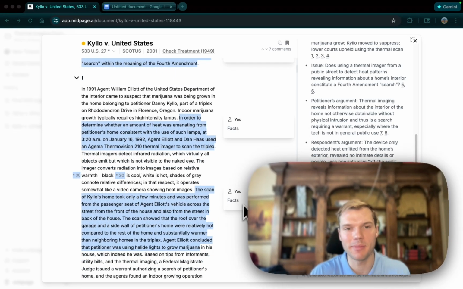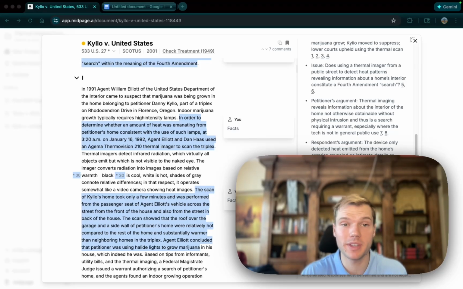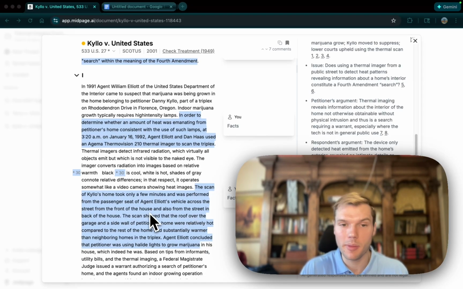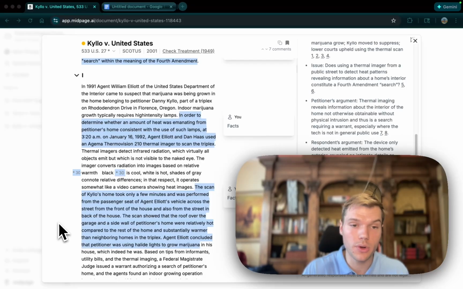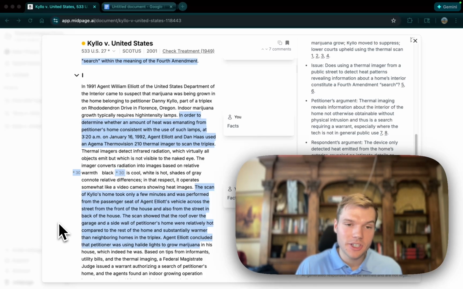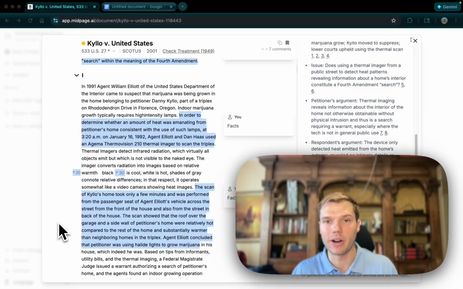In order to determine whether an amount of heat was emanating from petitioner's home consistent with the use of such lamps, that being grow lamps for a marijuana grow operation, 2 agents used thermal imaging scanners to inspect a triplex. The scan of Kyllo's home took only a few minutes and was performed from the passenger seat of Agent Elliott's vehicle across the street from the front of the house and also from the street in the back of the house. The scan showed that the roof over the garage and a side wall of petitioner's home were relatively hot compared to the rest of the home and substantially warmer than neighboring homes in the triplex. Agent Elliott concluded that petitioner was using halide lights to grow marijuana.